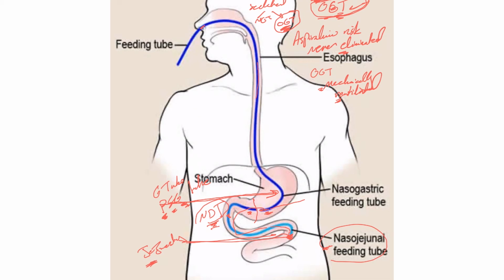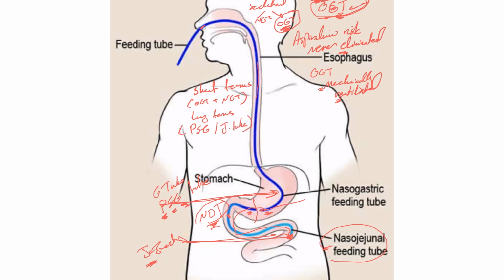The main difference is that the NG and OG tubes are short term. We don't leave them more than 2 weeks. So OG tube plus NG tubes, short term, while long term, those are the PEG tube and J tube, jejunostomy tube.